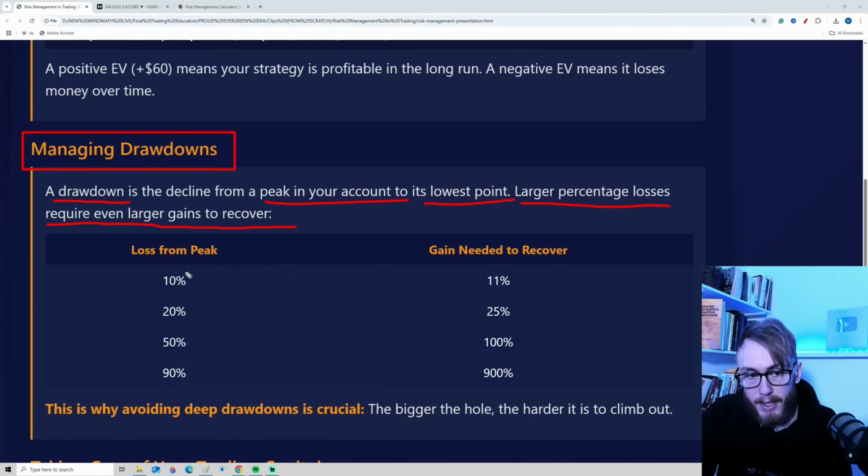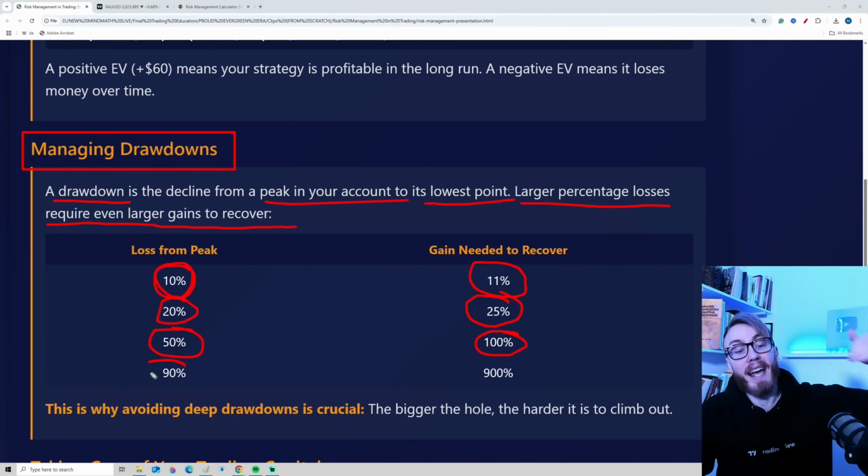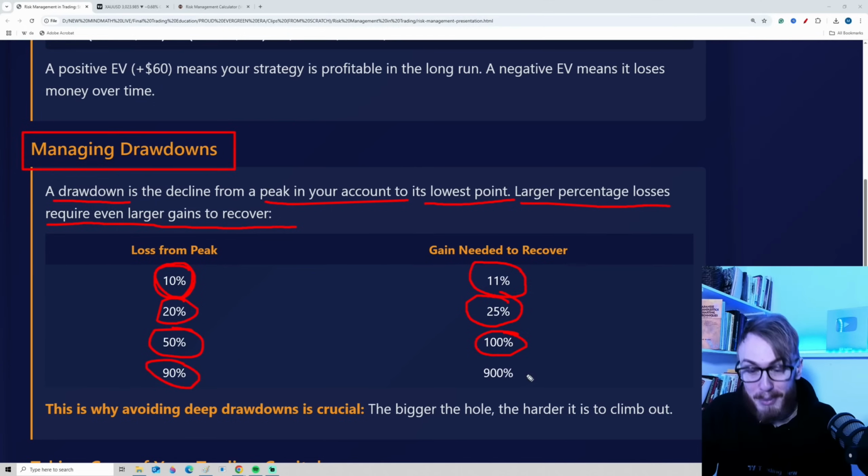So for example, if you have lost 10% from the peak, we actually need 11% to recover. If we have lost 20% from the peak, we need 25% to recover. And you can see that this gets worse and worse. If we have lost 50% from the peak, we need 100% to recover. And if we have lost 90%, we need 900% to recover.